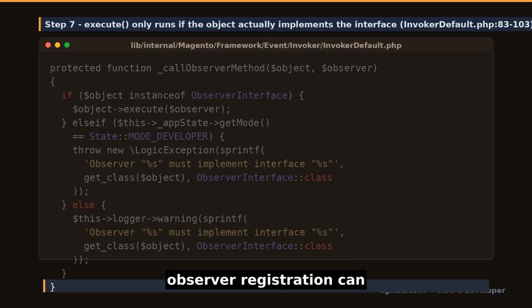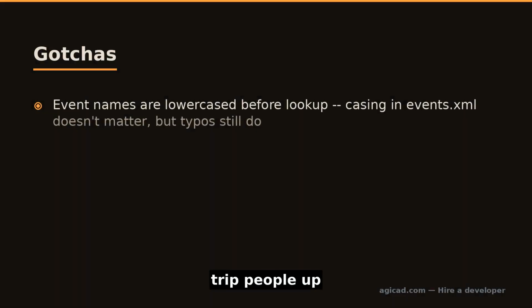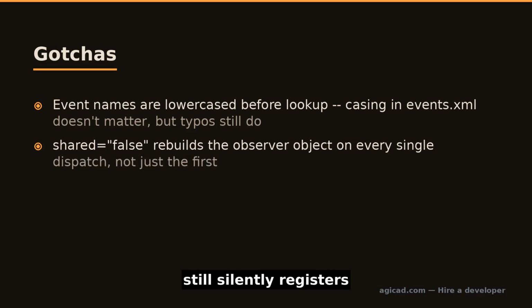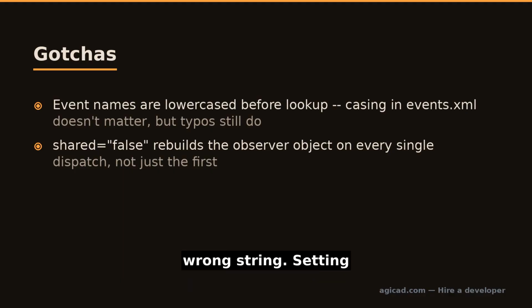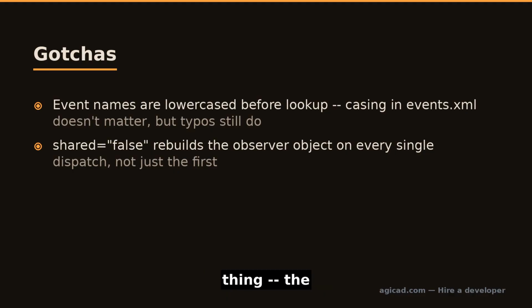A few things trip people up here. Event names get lowercased by manager before any lookup happens, so casing in your events.xml never matters, but a genuine typo in the event name string still silently registers an observer that never fires, since there's no compiler to catch a wrong string. Setting shared to false isn't a one-time thing. The observer factory's create method runs on every dispatch, which matters if your observer's constructor does anything expensive.